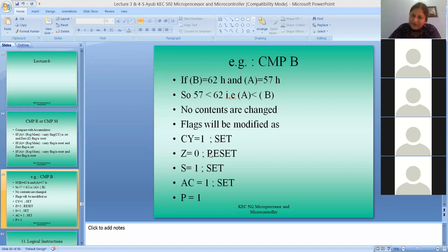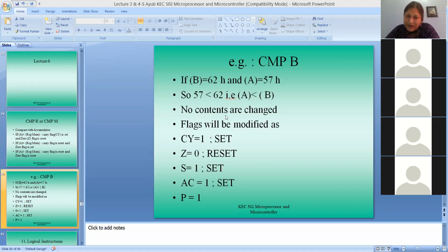Zero flag will be reset. That means it is showing that the result is not 0. And sign flag will be set to 1, because the sign flag tells you that the accumulator contents are less. And what is the sign flag?